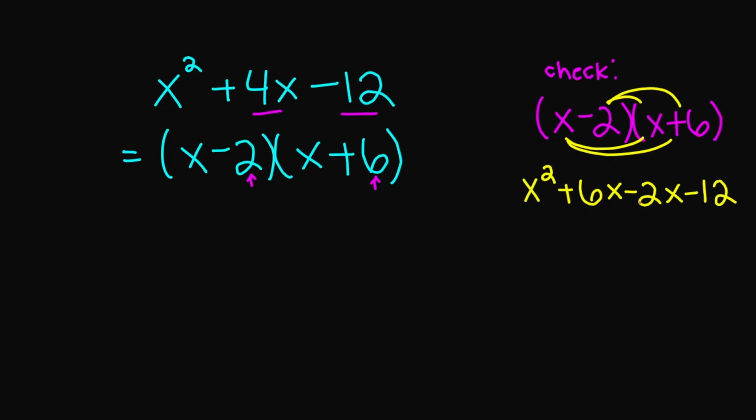Now we're going to combine like terms. So you have x squared, and here you have 6x minus 2x. That's going to give you a positive 4x, and then minus 12. And as you can see, you do get the same answer here that you started with on top.